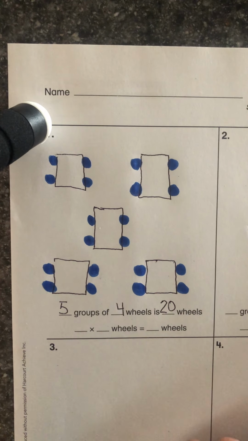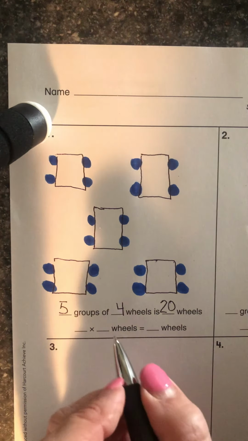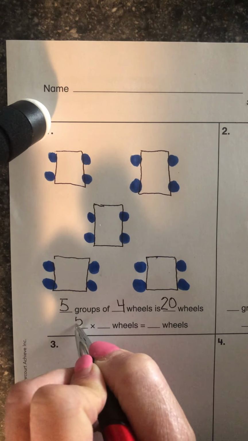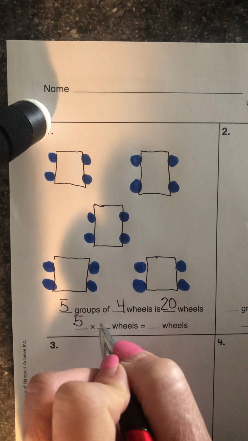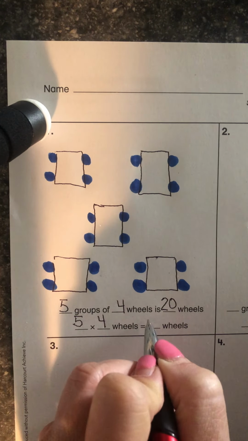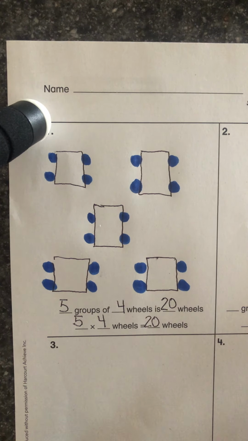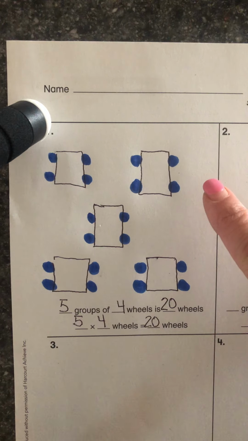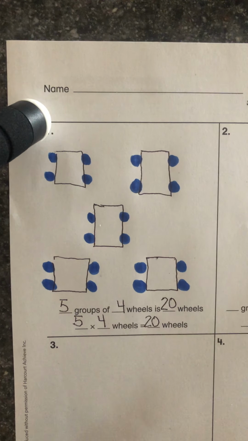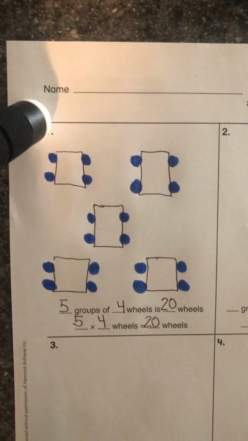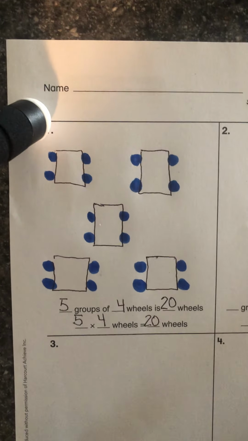Or, remember, equal groups is just multiplication. So the other way to write that would be to use the multiplication sign. 5 for the 5 cars times 4 wheels equals 20 wheels. So we have done a picture story to show 5 times 4 equals 20, or 5 cars with 4 wheels equals 20. Okay, take your pencil and let's look at the next one.